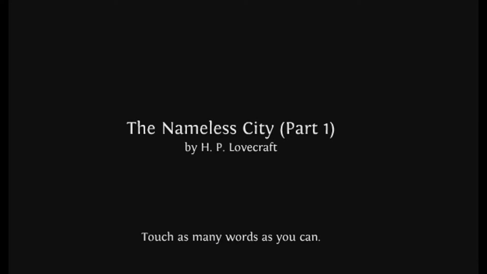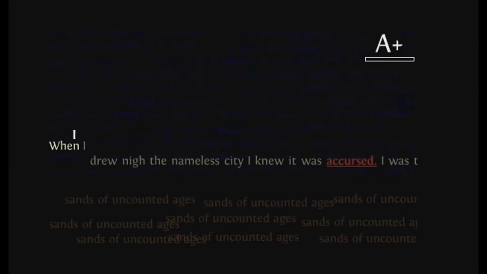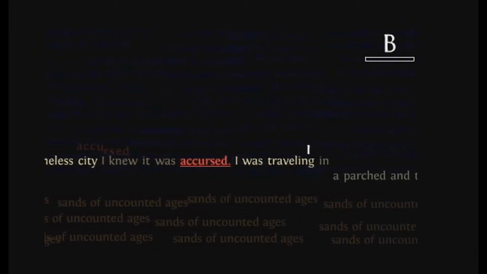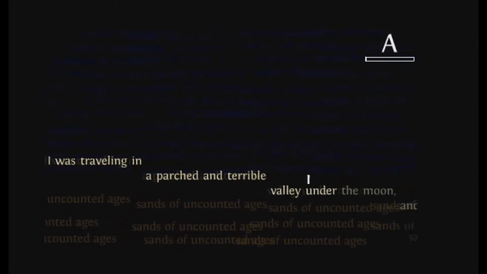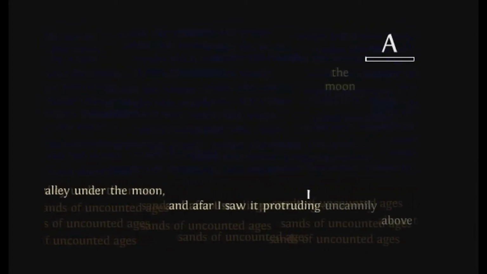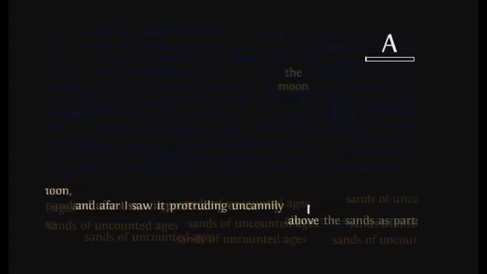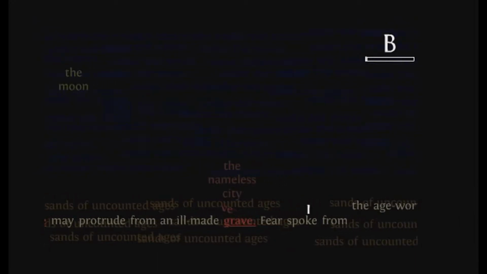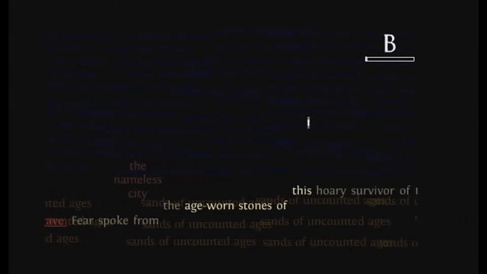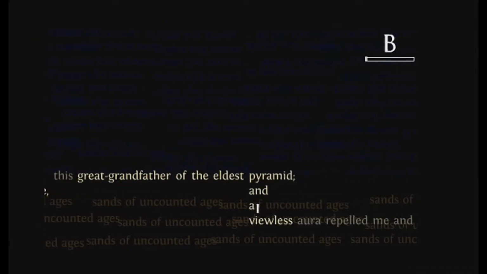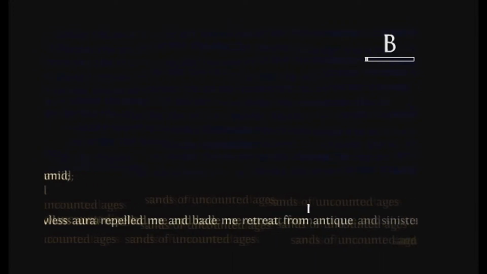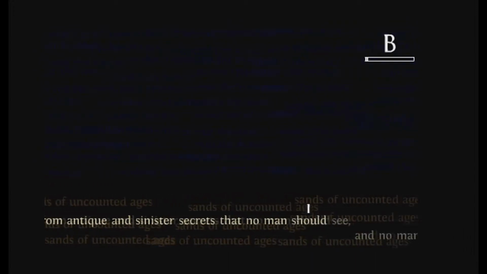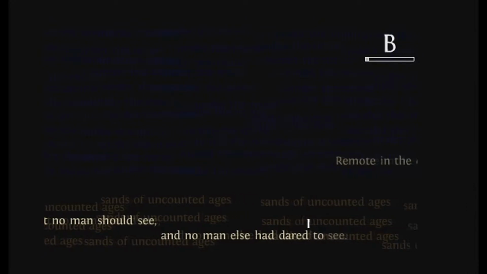The Nameless City, Part 1, by H.P. Lovecraft. When I drew nigh the nameless city, I knew it was accursed. I was traveling in a parched and terrible valley under the moon, and afar I saw it protruding uncannily above the sands, as part of a corpse may protrude from an ill-made grave. Fear spoke from the age-worn stones of this hoary survivor of the deluge, this great-grandfather of the eldest pyramid, and a viewless aura repelled me and bade me retreat from antique and sinister secrets that no man should see, and no man else had dared to see.